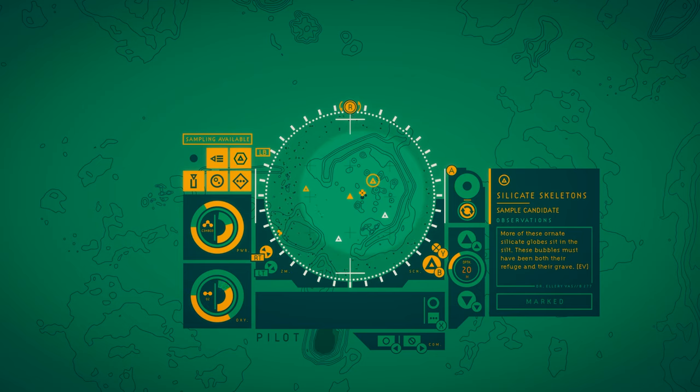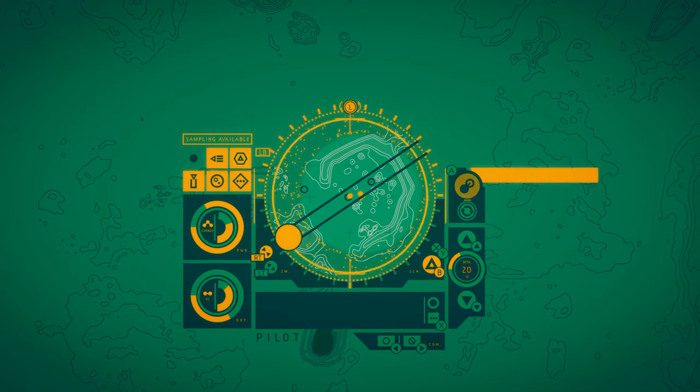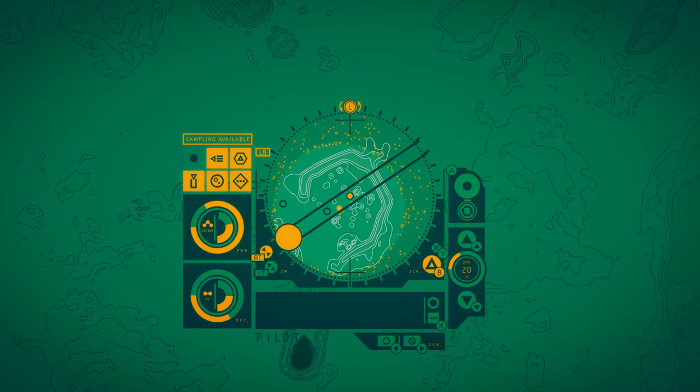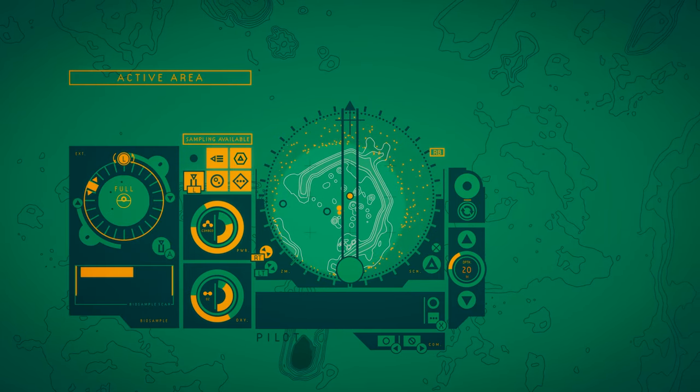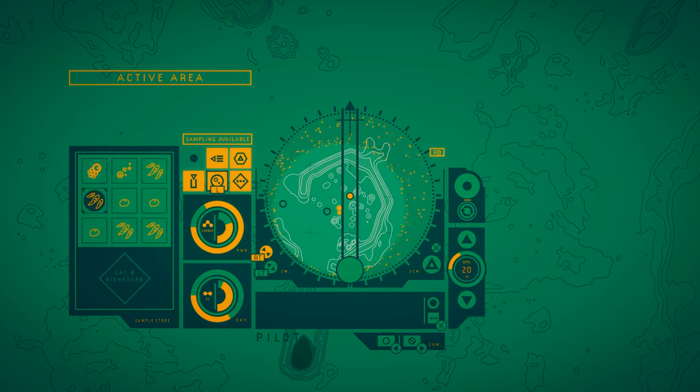More of these ornate silicate globes sit in the silt. These bubbles must have been both their refuge and their grave. Sphere fragment would be good for oxygen. I should probably take that. I don't need this many of these. Well, actually, let's get rid of a fan dust.